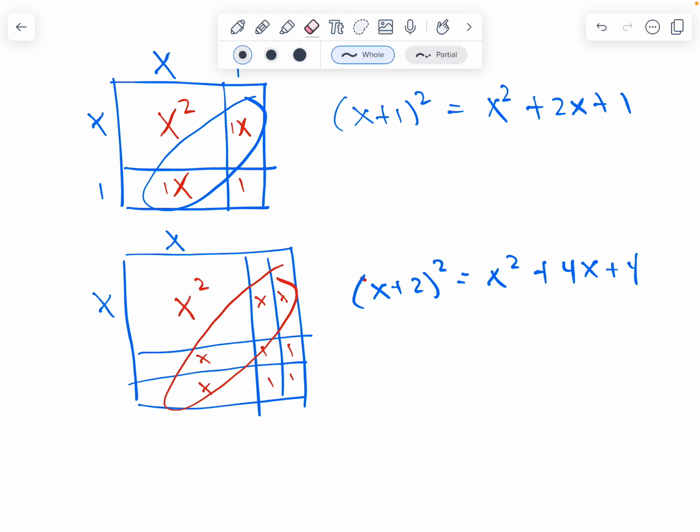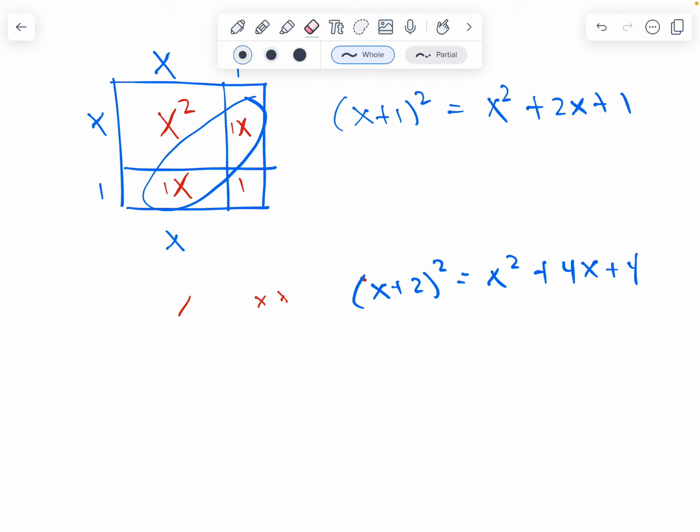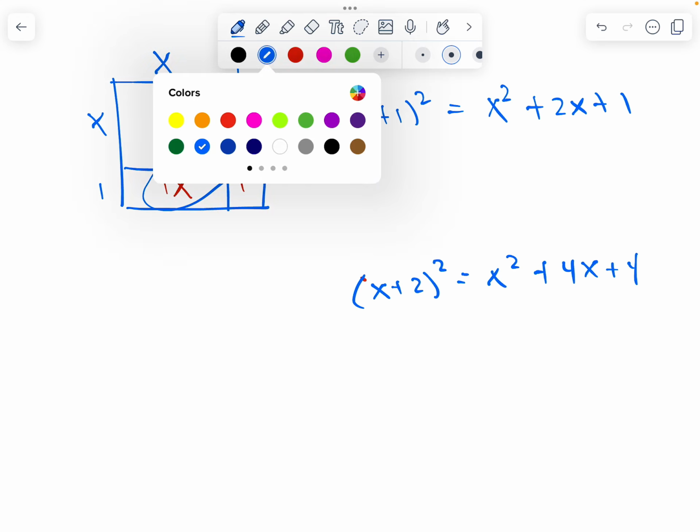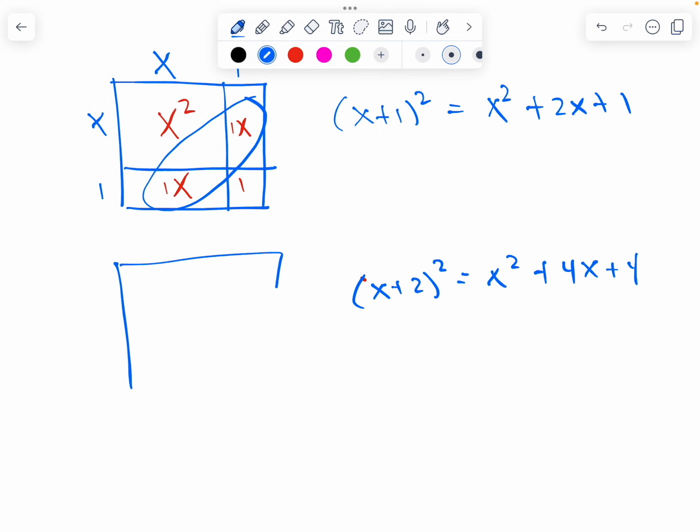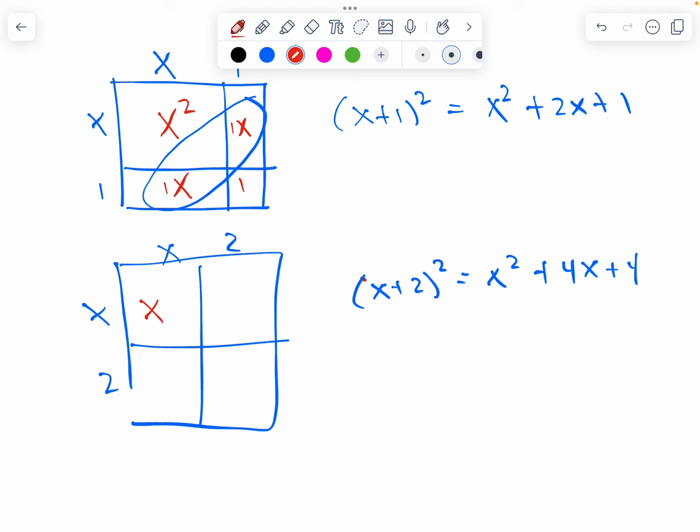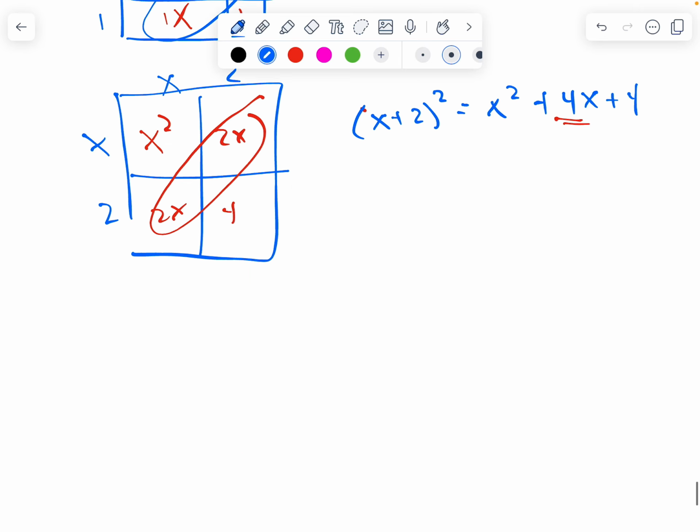And we can write this out a little bit differently. Let's do the boxes slightly different now. This is x and this is 2, this is x and this is 2, and we can fill it this way. X squared, 2x, 2x, and 4 give you the x squared, the 4x, and the 4. Okay, now continuing that pattern for a couple more.